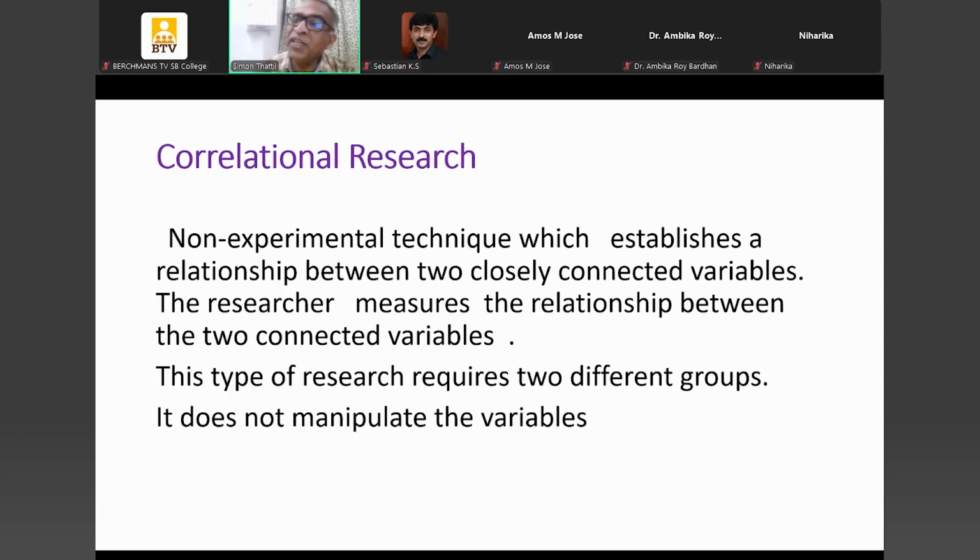Non-experimental technique is taking a relationship between variables, but not keeping the intervening variables under control. And it's not manipulating the variables. It's not controlling the variables. You don't have any charge over the variable. You're just observing that, and you're trying to find out whether there is any change. Now your technique is non-experimental.